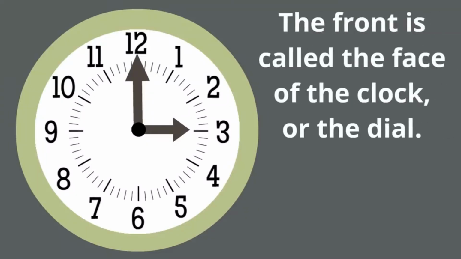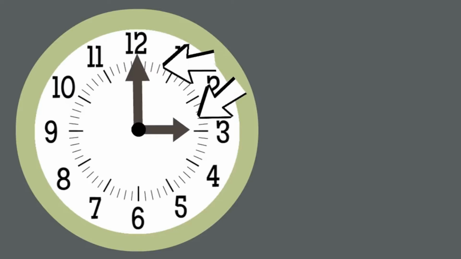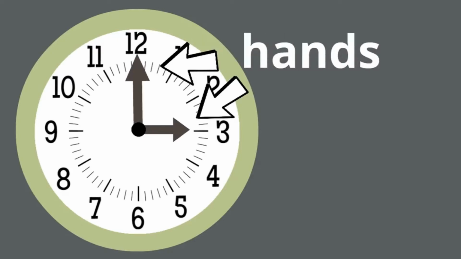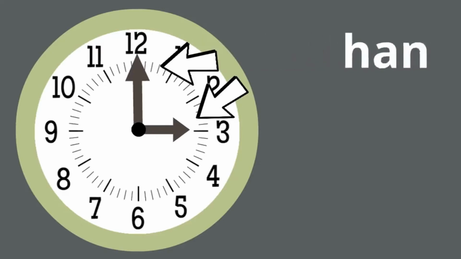The front is called the face of the clock or the dial. Just like you have a face, an analog clock has a face. That's right. The face includes the numbers and all marks on the clock. The face, sometimes called the dial, has two main parts that point to the number and spin around. They are called hands. The shorter hand is the hour hand.